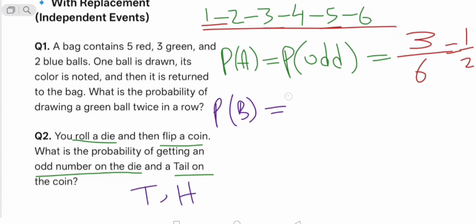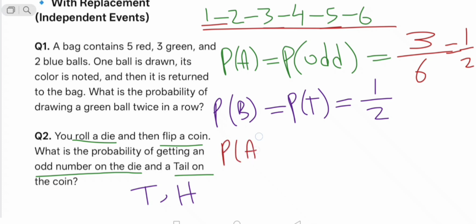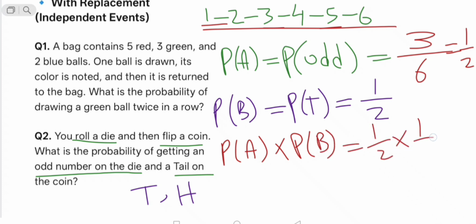They are asking to find the probability of tail. How many tails are there? 1 over total 2. So the final probability, what is the probability of getting odd die and tail? Probability A times probability B, which is equal to 1 over 2 times 1 over 2, which is equal to 1 over 4. This is our answer. I hope it is clear.